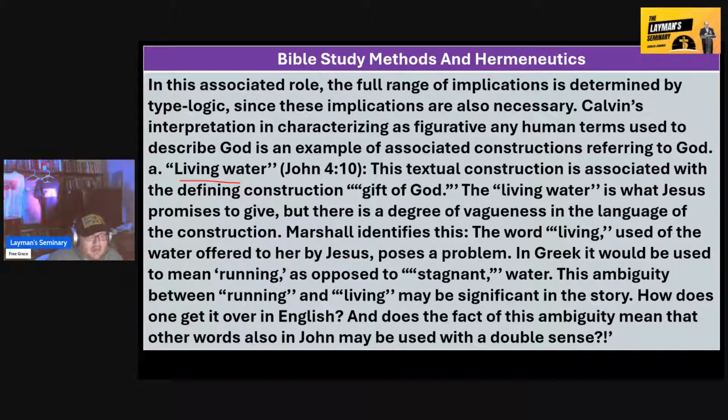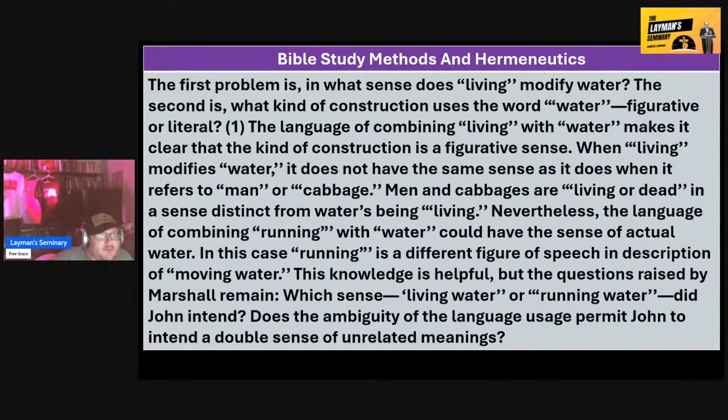How does one get it over in English? And does the fact that this ambiguity exists mean that other words in John may also be used with a double sense? The first problem is, in what sense does living modify water? The second is, what kind of construction uses the word water, figurative or literal? The language of combining living with water makes it clear the kind of construction is a figurative sense. When living modifies water, it does not have the same sense as it does when it refers to man or cabbage. Men and cabbages are living or dead, in a sense distinct from water being living.